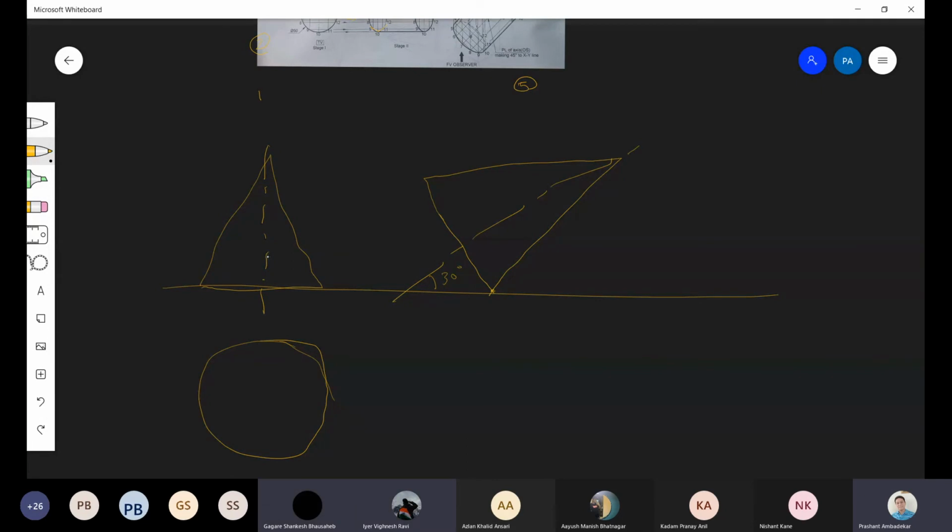सर एक बार और, question repeat कर लो. A cone base diameter 50 mm and axis length 60 mm is kept on the HP on a point of its base circle, in such a way that its axis makes an angle of 30 degree with the HP.